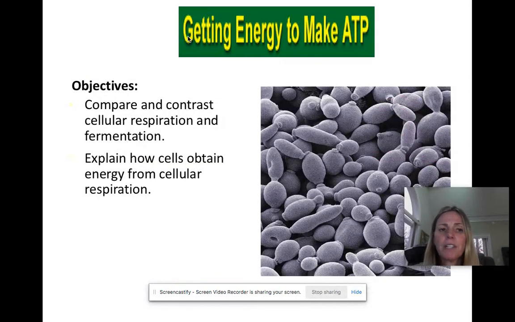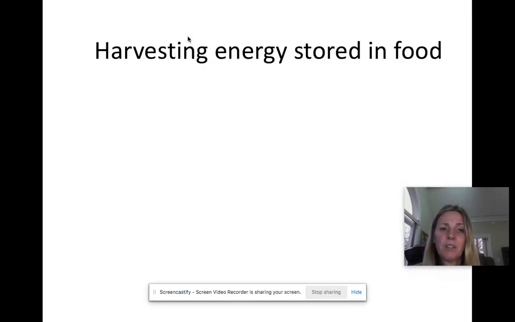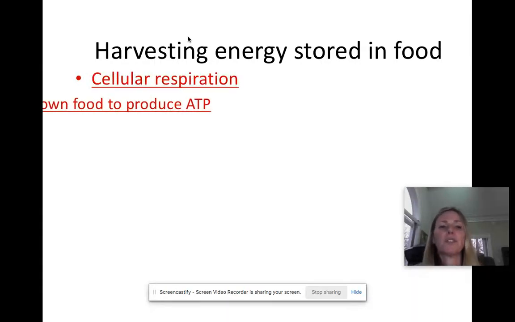So we're going to be comparing and contrasting cellular respiration, which uses oxygen, with fermentation, where there is no oxygen used, and how cells obtain energy from these processes. So first off, let's start. What happens if you don't have oxygen? I'm sure you can tell by the picture. Without oxygen, we have death. But why is that? If you said because we get no ATP, you are correct. So how are we going to harvest the energy stored in food? Really, what we're doing is taking glucose and storing its energy in a different resource, ATP. That process is called cell respiration.